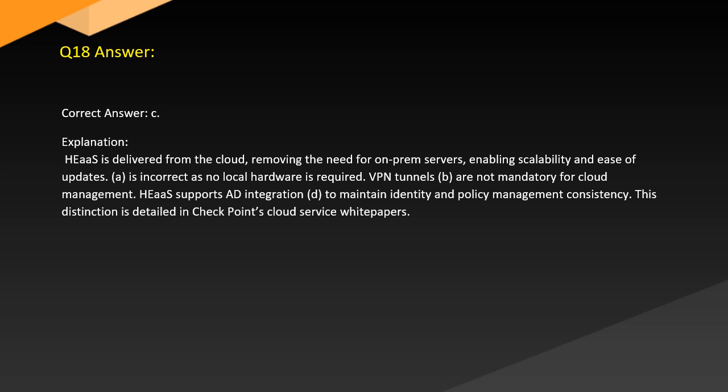Answer. Correct answer: C. Explanation. Ease is delivered from the cloud, removing the need for on-prem servers, enabling scalability and ease of updates. A is incorrect as no local hardware is required. VPN tunnels (B) are not mandatory for cloud management. Here supports add integration (D) to maintain identity and policy management consistency. This distinction is detailed in Check Point's cloud service whitepapers.